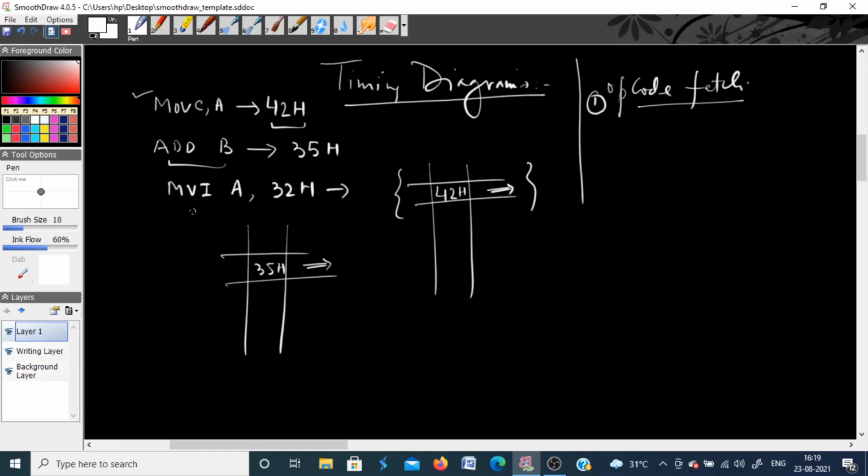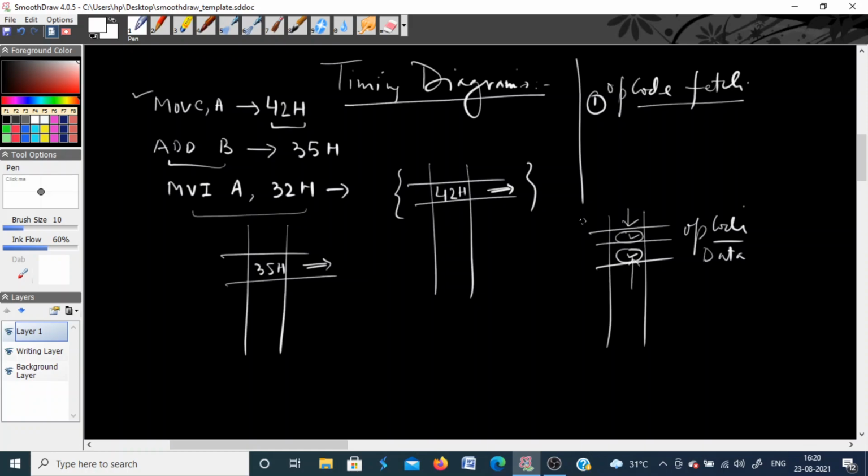Now if you have MVI A, 32H as the instruction, it will require 2 bytes. The first byte will be the opcode, which can be anything, and the second byte is the data byte. When the opcode is fetched first, the processor will come to know that it has to move some constant number into register A, and then it will look for that number. That must be supplied immediately after this opcode. First byte is your opcode, the second byte is a data byte. So it is a 2 byte instruction.